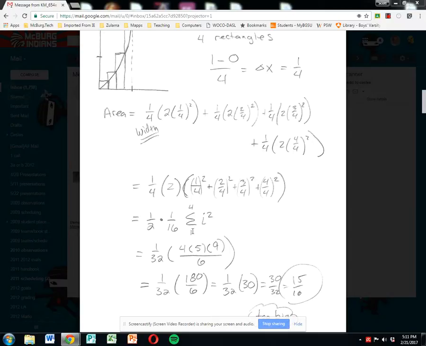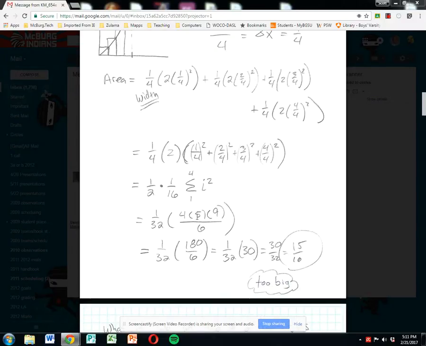The summation from 1 to 4 of i squared. If you'll notice, this would be 1 squared, 2 squared, 3 squared, 4 squared, so I can just write it that way. All right, so I go ahead and put in the formula. This is the formula we talked about before.